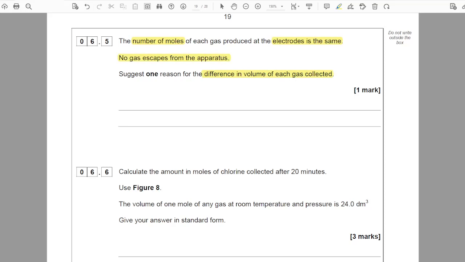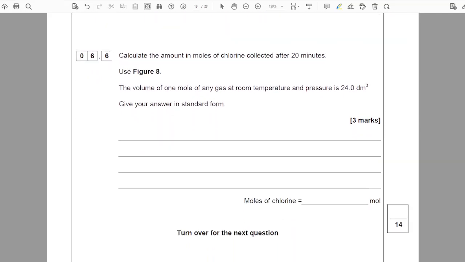If you remember back to the diagram, we can see that sodium chloride solution is used as the electrolyte. Therefore, the chlorine produced may possibly have redissolved back into the solution. So that's a possible reason it could have happened. 6.6. Calculate the amount in moles of chlorine collected after 20 minutes. Use figure 8. The volume of 1 mole of any gas at room temperature and pressure is 24 decimeters cubed. Give your answer in standard form.